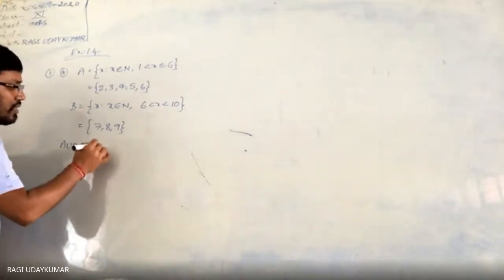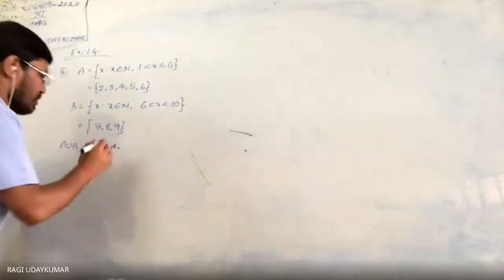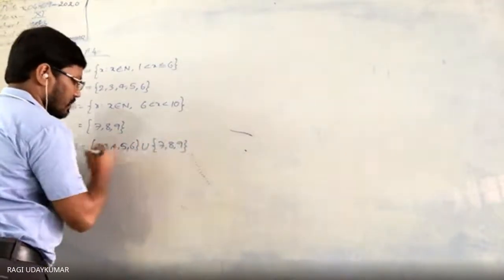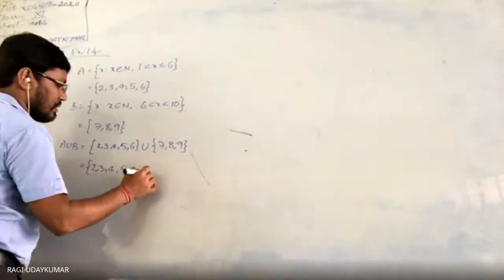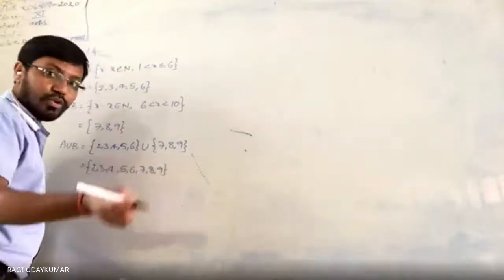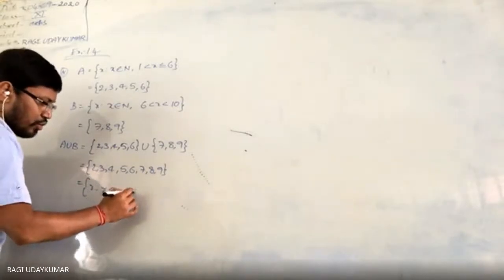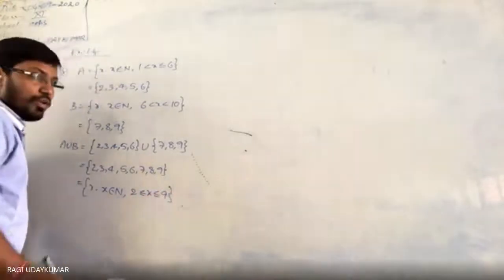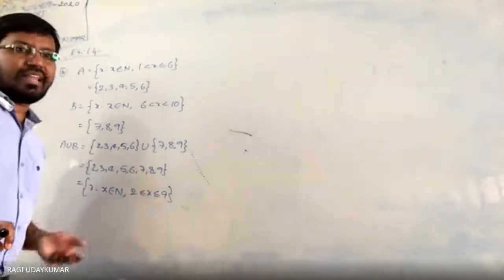So A union B is nothing but {2, 3, 4, 5, 6} union {7, 8, 9}. Now you can write A union B as {2, 3, 4, 5, 6, 7, 8, 9}. In set-builder form, you can write X such that X belongs to the natural numbers, 2 less than or equal to X less than or equal to 9, or 1 less than X less than or equal to 9, or 1 less than X less than 10 also. In any way you can do. That's all for union.